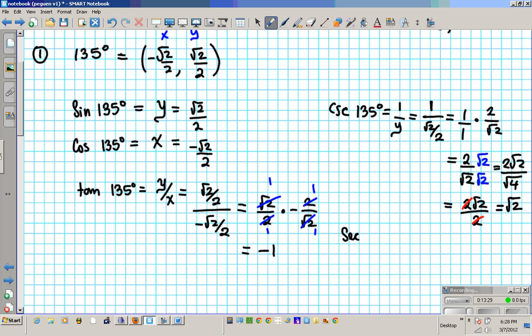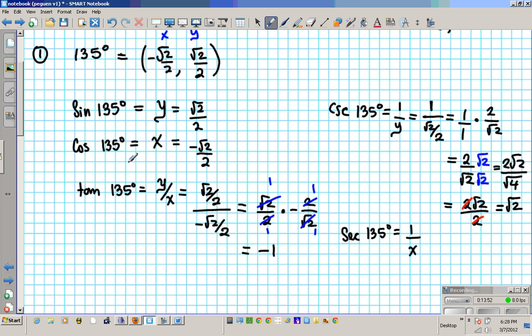Secant 135. Secant 135 is 1 over x. Okay? Can you predict what it's going to be? It's going to be just like this, but the only difference is minus, right? So this one, the same thing though, is going to be negative. It's going to be negative root 2 for secant 135.